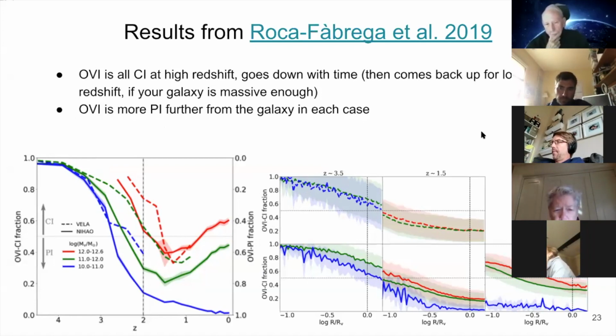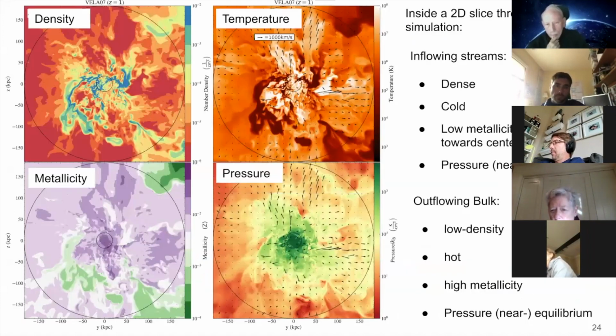So we wanted to follow that up by looking at where exactly, what is the structure in the CGM? What does it actually look like? So here is a 2D slice through the center of the simulation. This is Vela 7 at redshift 1. And what we're looking at is 4 different fields in the same image.